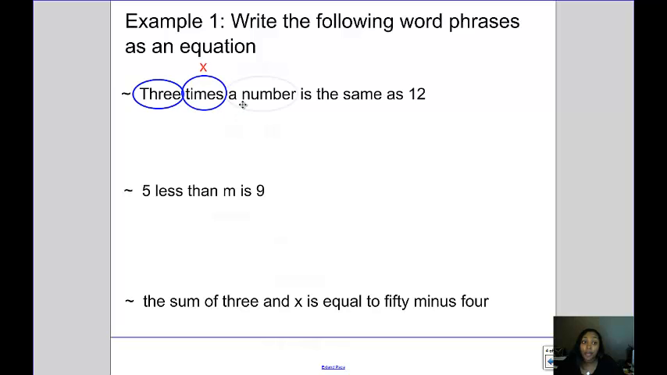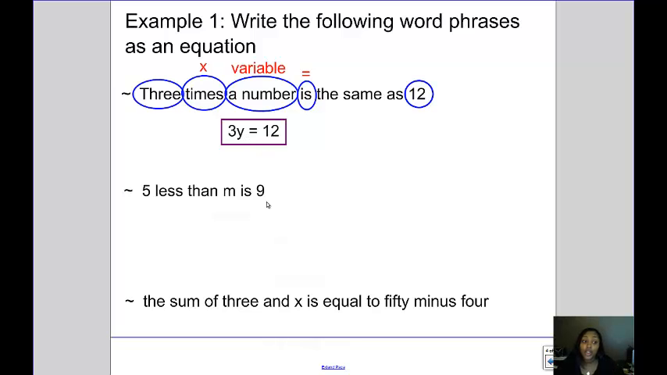We see a number, which we learned in the last unit is a variable. Then we see this word is, or is the same as, and that lets us know that that's our equal sign. And then 12 is also important, so that's going to be a part of our equation. So we know 3 times a variable is equal to 12. That would be 3 times whatever you want the variable to be, because they didn't tell you what the variable needs to be. So we would have 3 times, I chose y, is equal to 12, and that would be my equation.